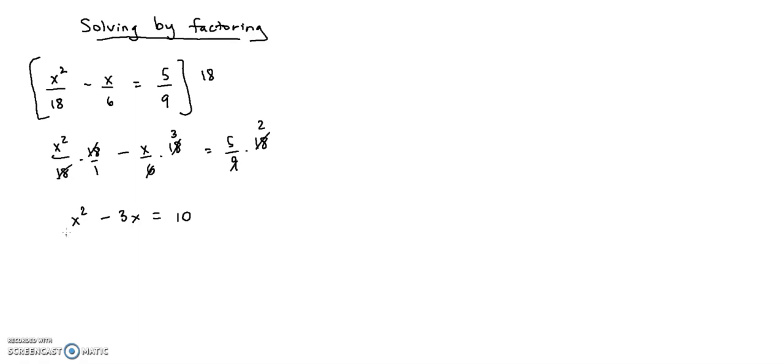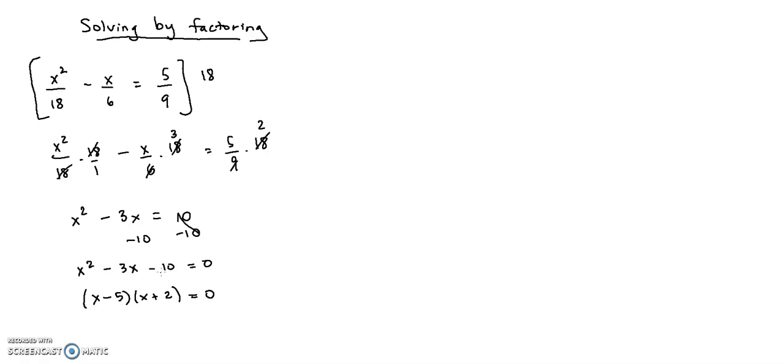Okay, so now we've got something that looks like what we were working with before. We want to move everything to one side. Okay, so now we can factor. We're looking for factors of negative 10 that would give us negative 3. So 5 and 2 should do the trick. So let's do (x minus 5)(x plus 2), and check.